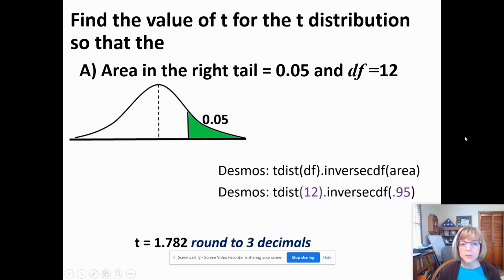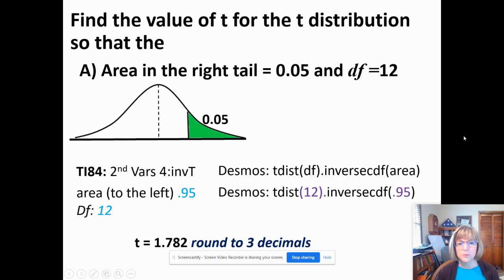You're going to use Desmos, or you're going to use your TI-84, either the calculator or the app. And what we're looking for here is the area in the right tail. And we know what the degrees of freedom is. Remember, degrees of freedom is the sample size minus 1. So if you're using Desmos, follow those directions. If you're using the TI-84 app or calculator, follow those directions. And what you should see in both cases is that you have a t-value that will round to 1.782.